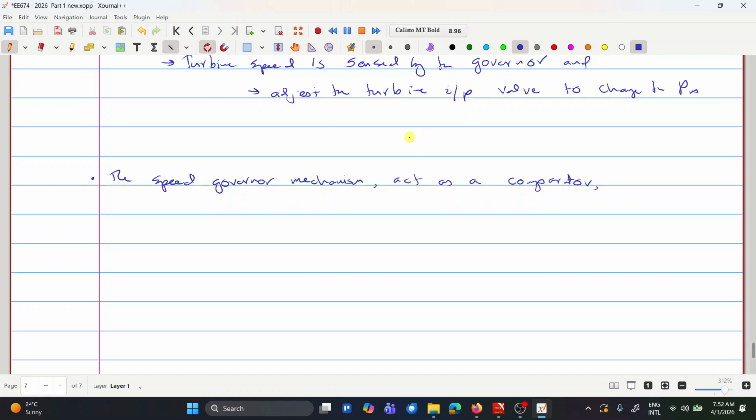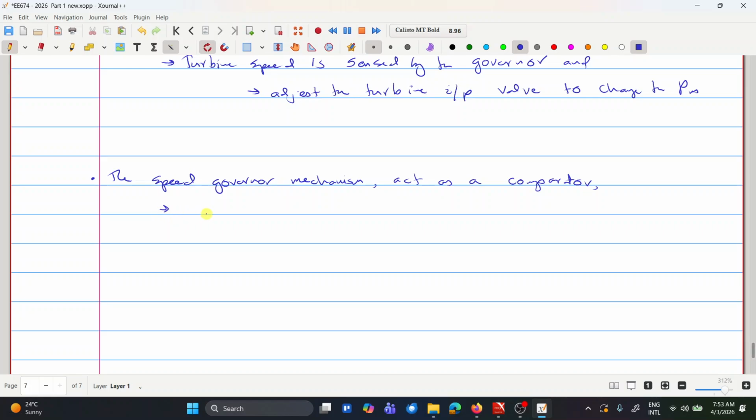Okay. And so what will happen here is the output power is the difference between the reference power and the power that is given by the governor characteristic, right? So let's say like this.